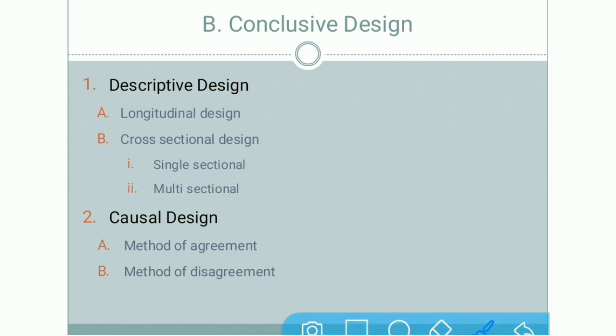Then next is causal design. This is also learned by us. Causal means when you check the cause and effect relationship between two variables. One is cause, second is effect. So when you check the cause and effect relationship, it is known as the causal design. We have learned this causal variable, so the meaning of causal will be clear in your mind.